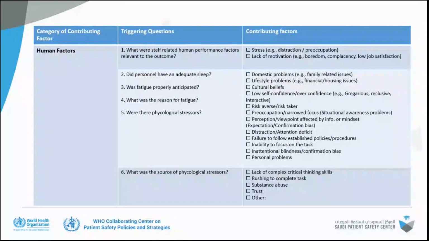The second category is the human factor. As an example of a triggering question: what were the staff-related human performance factors relevant to the outcome? So maybe the staff was stressed. Maybe he had a lack of motivation. Maybe there are personal problems. So we have to know exactly what was the factor.